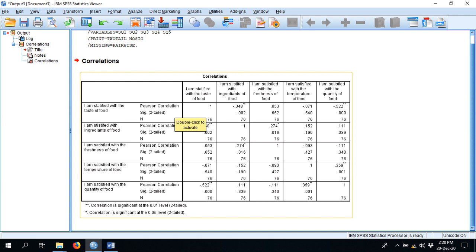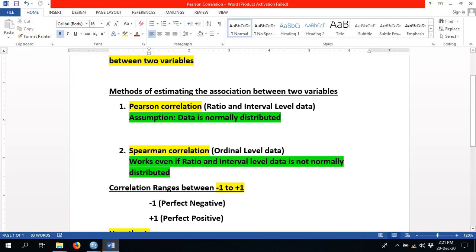If both variables are measured on a ratio or interval scale, and both variables are normally distributed, then we can calculate Pearson Correlation Coefficient. If variables are not normally distributed, but both are measured on ratio and interval scale, then we will calculate Spearman Correlation Coefficient. So in case of violation of normality of scale variables, we will use Spearman correlation.